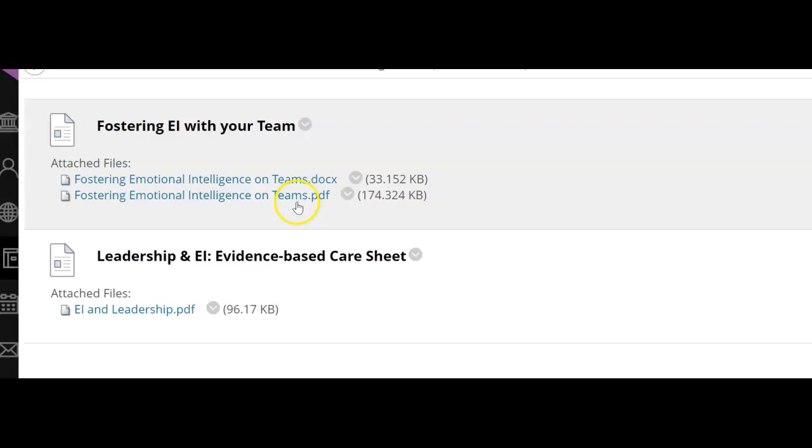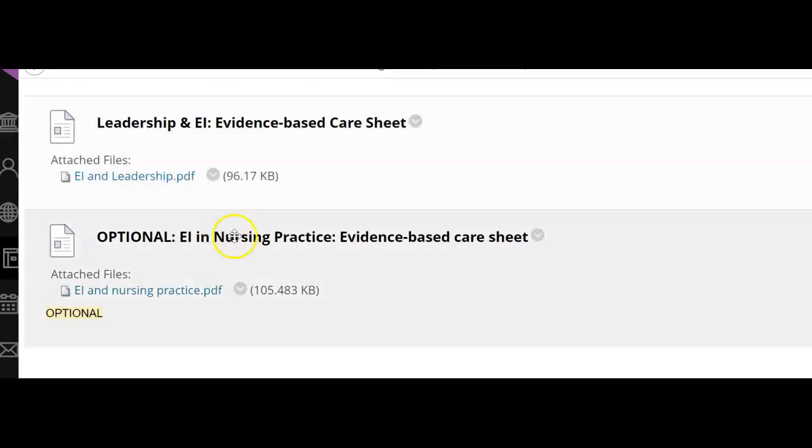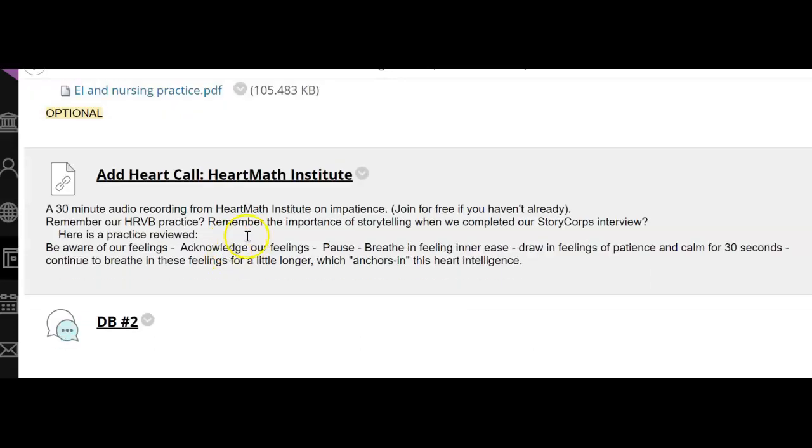Great little article. Then here is one of the leadership and emotional intelligence evidence-based care sheets. You're going to need to review that for your discussion board. Optional if you want to look at another quick evidence-based care sheet, this is EI in nursing practice. This is the Add Heart call. It's 30 minutes, Heart Math Institute.